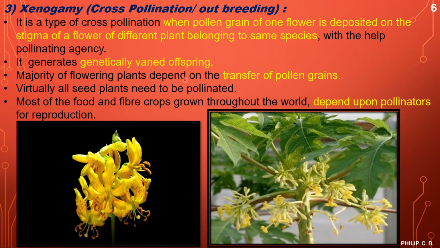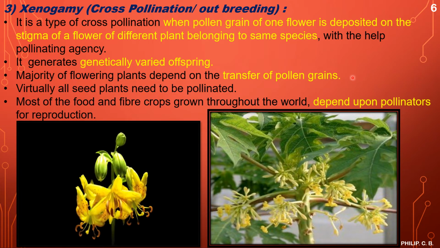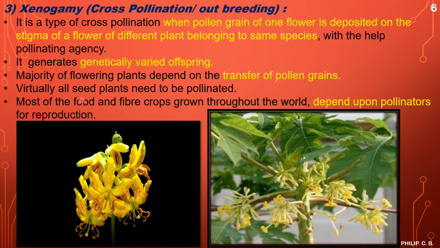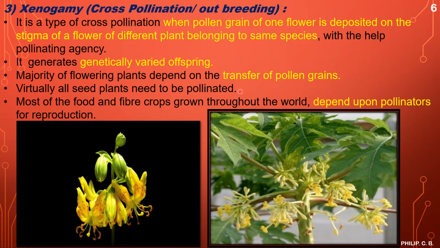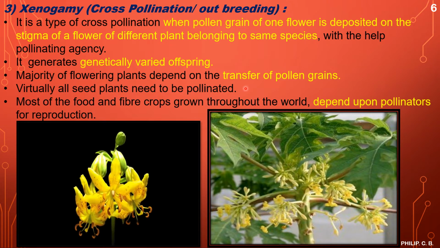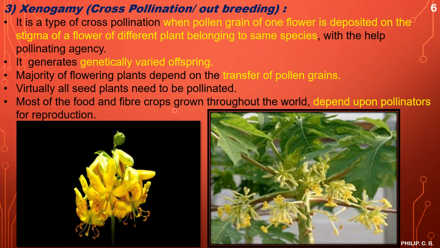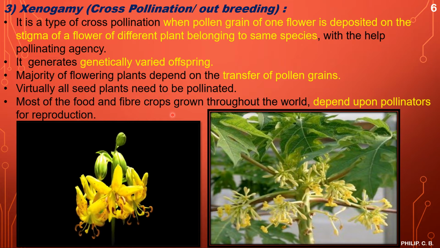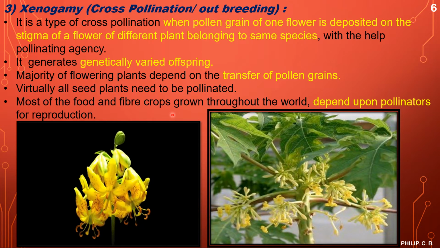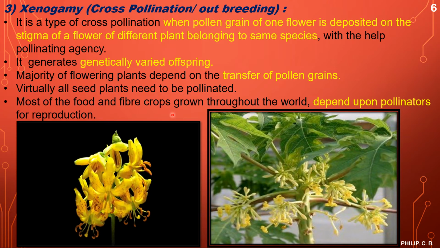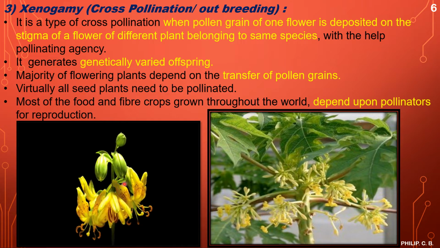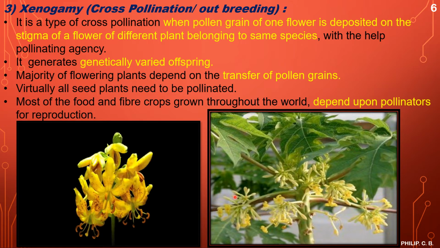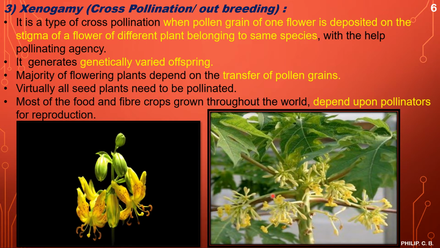The majority of flowering plants depend on the transfer of pollen grains. So virtually all the seed plants need to be pollinated. So pollination is necessary. Most of the food and fiber crops grown throughout the world depend upon pollinators for reproduction. So in all the cases, specifically the food and fiber crops, a pollinating agent is required. Again you can see two images: one, an animation image of a flower which is blooming, and second, the flower of a papaya plant.